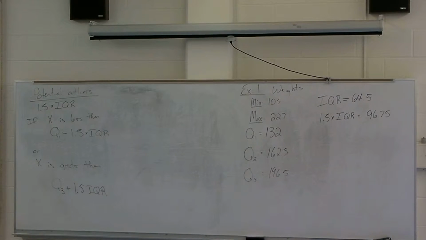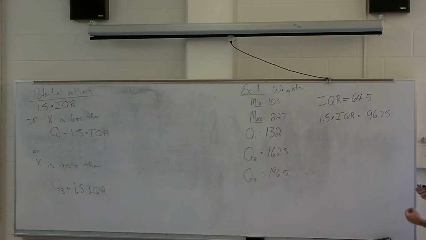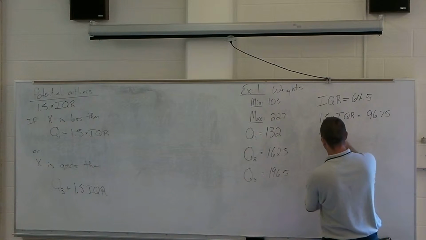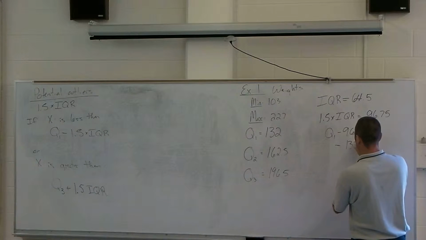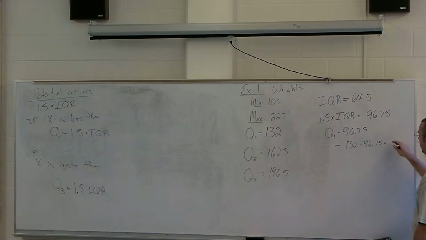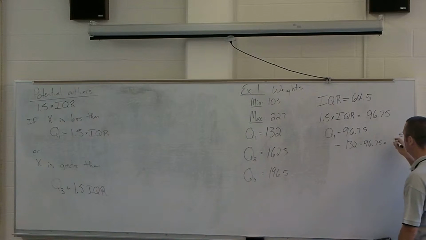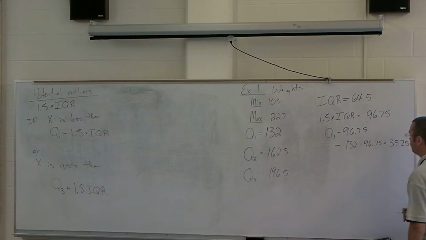And now that I have all of my important aspects of my data listed up here, I can use this to try to identify, are there any potential outliers based on the minimum and the maximum values we have? Well, let's see, Q1 minus 96.75, that's 132 minus 96.75. I think we're pretty safe there. I don't think there's anyone that weighed less than 37 pounds. Actual subtraction says 35.25. Okay. So on the low side, there's no one that had a weight of less than 35.25 pounds.